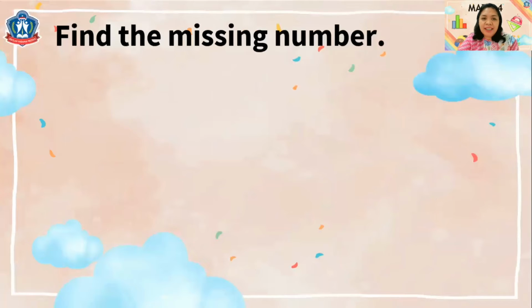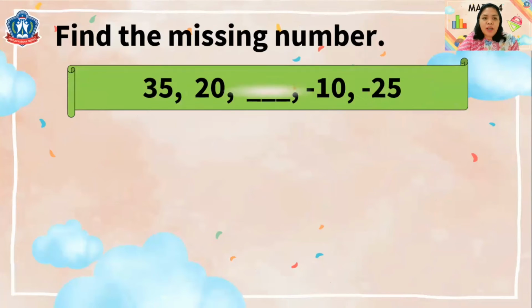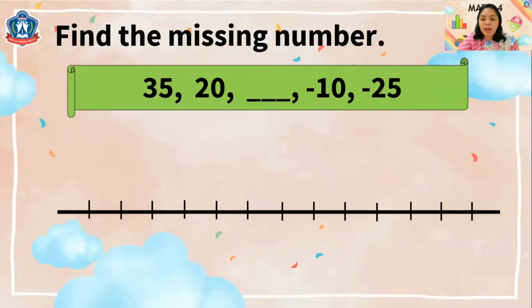Another example, let's find the missing number. We have 35, 20, then the missing number, negative 10 and negative 25. As you observe, we start from 35 and that is bigger than negative 25. So we are going to count back. From 35, let's count by 5 first. So that is 30, 25, and 20. So from 35 to 20, the gap or the difference is 15.